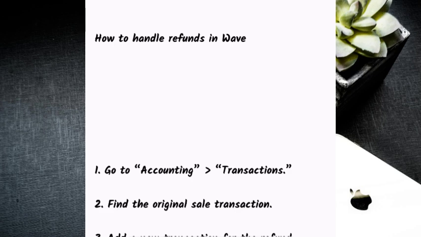The first thing we're going to do, of course, is to log into our Wave account, which we can do on the mobile app or on the official website. But once you're logged in, just go to accounting, and under accounting, you're going to see transactions, so tap on that.